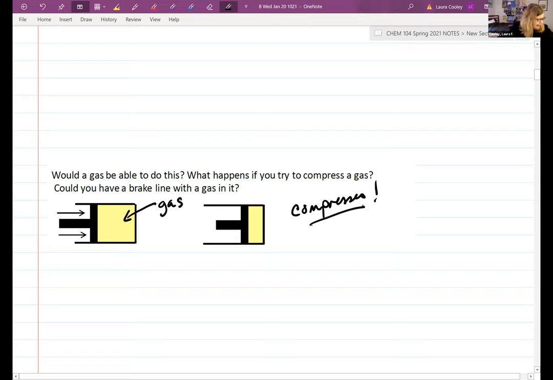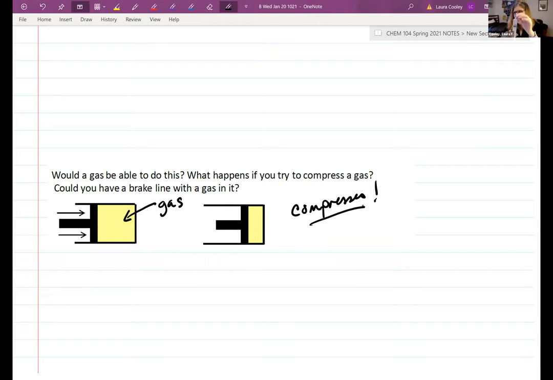Okay, now if I was in class, if I can find my little plate, I would pass this little guy around. It's a pretty scary looking syringe, isn't it? I wouldn't want to get a shot with this thing.